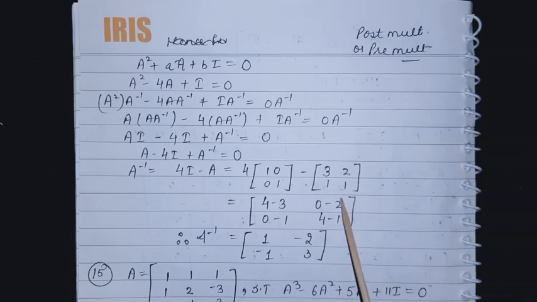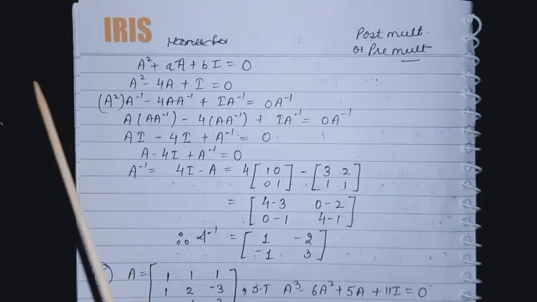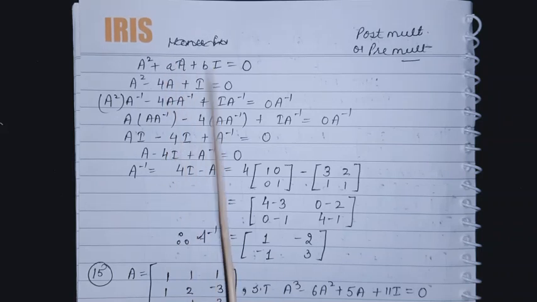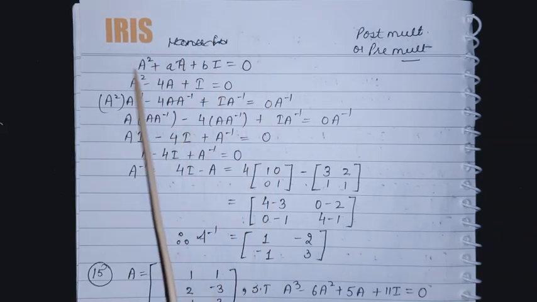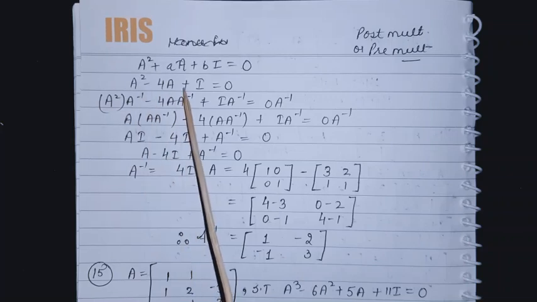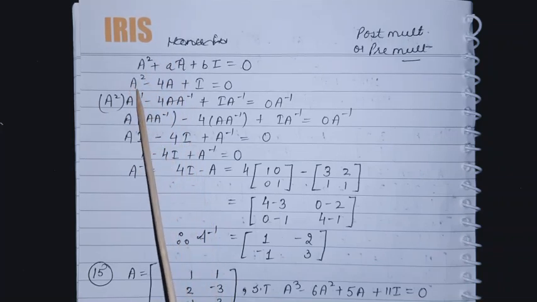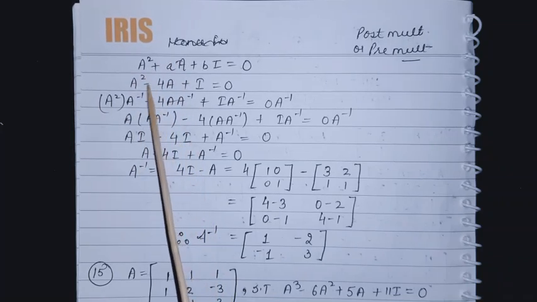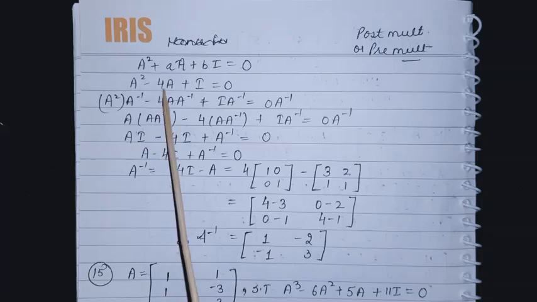So the important thing in this question was this, that whenever it is written that find A inverse, or in case the question is that prove this result and hence find A inverse, then you have to use this result only. You can't use elementary operations. You can't use the method of adjoint. You have to use this result only.